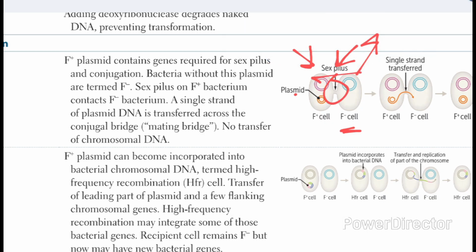So this sex pilus will help with the transfer of genetic material from the F positive cell to the F negative cell, and after the transfer of material, there's genetic information that will be common to both bacteria. So this is basically helpful in the transference of some of the important pathogenic mechanisms and virulence factors, such as antibiotic resistance, among various bacteria.